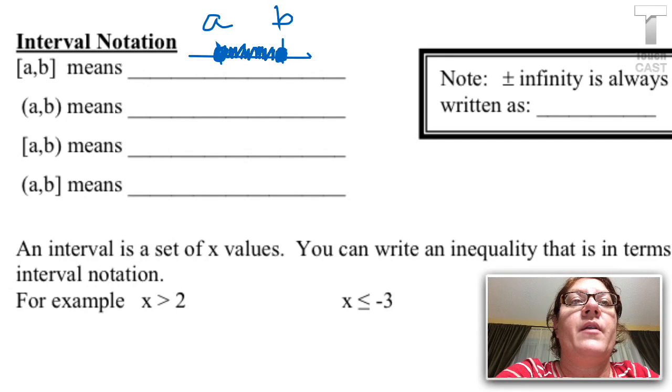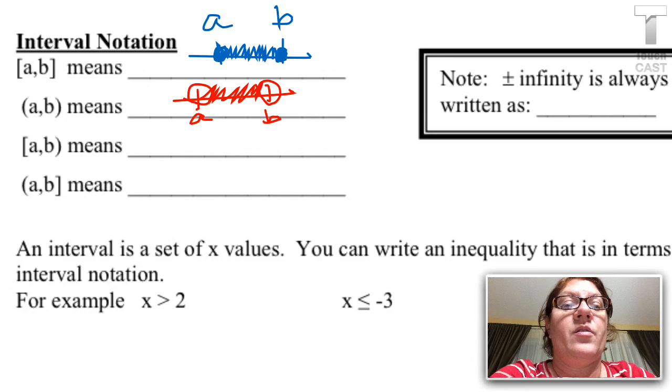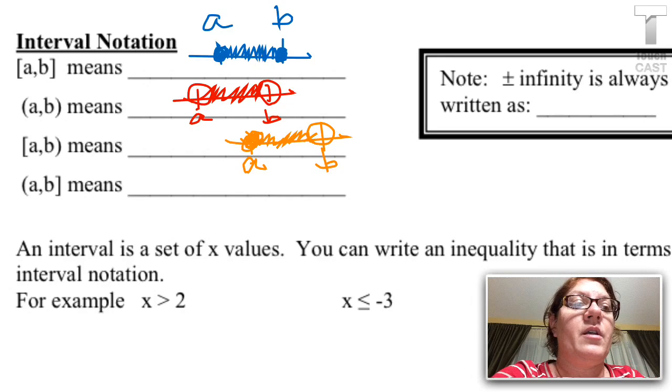So I would have a closed dot at both, which is why I use the brackets, and then it would contain everything inside. If I'm looking at parentheses, then with A and B on the number line again, this time both of the dots would be open, and that's why I use parentheses when I have open dots. On the next one, since I have a bracket on A and a parenthesis on B, then A gets a filled in dot, but B has an open dot. And again, everything on the inside.